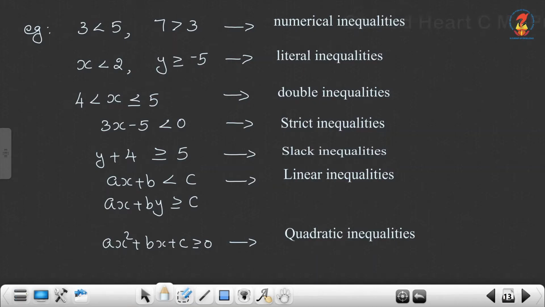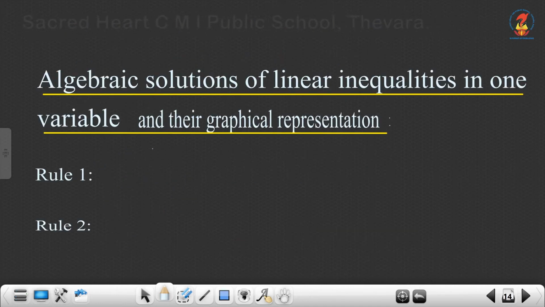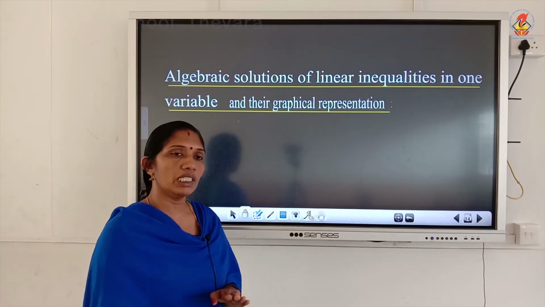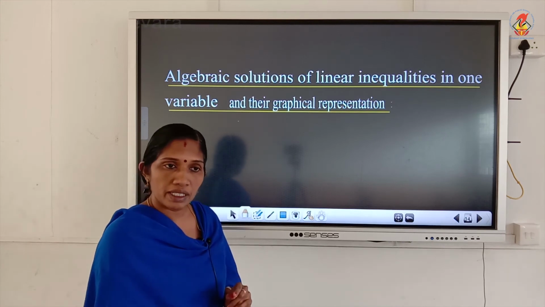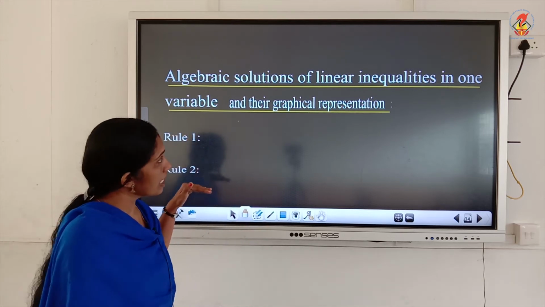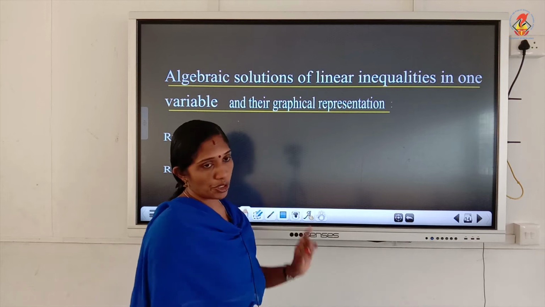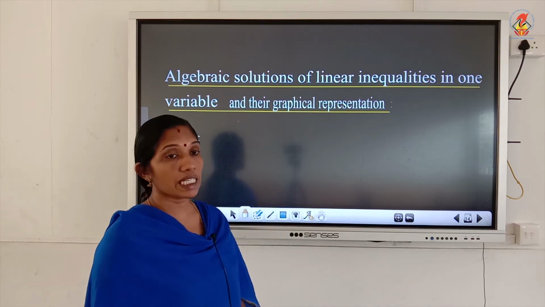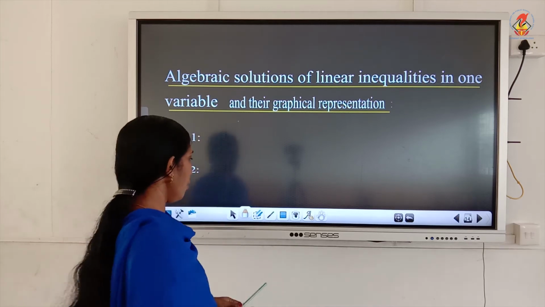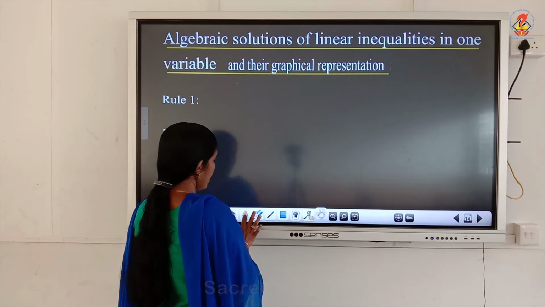Now, that is what I have written here: quadratic, linear, slack, strict, double inequality, literal and numerical inequalities. Now, we have to learn how to solve this inequality, and we have to learn only linear inequalities. Linear means degree is 1. So, first part is linear inequalities, algebraic solutions of linear inequalities in one variable and their graphical representation.